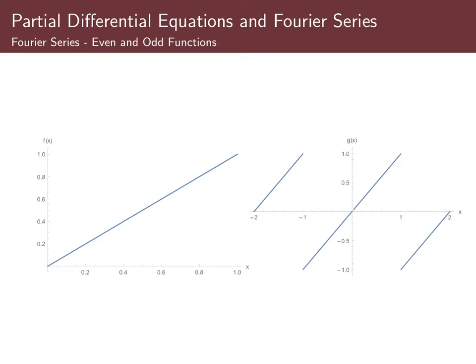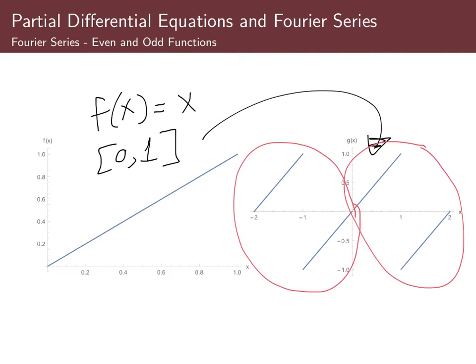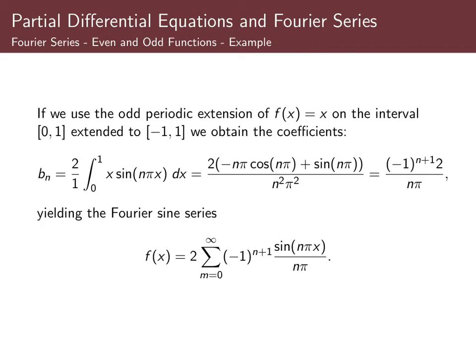So again, with our function f of x equal to x on the interval 0 to 1, if we make it an odd function, what we end up with is this result here, which again is 2 periodic, as that repeats itself every 2 units. It's also odd, as it's reflective about the origin there. And so for our example of f of x equal to x, if we take its odd periodic extension, what we'll end up with is the need to find the bn's, the sine coefficients in the Fourier series.